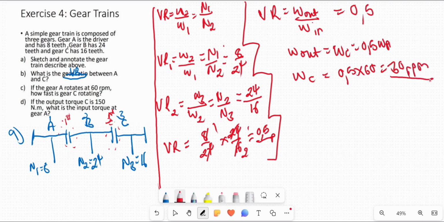Revs per minute. What is the direction of this rotation? Okay, so I told you before that in an external gear train, at every meshing, the direction changes. So if gear A was going clockwise, gear B is going to be going anti-clockwise, and gear C is also going to be going clockwise. So 30 RPM clockwise, given that the first one was going clockwise to begin with.